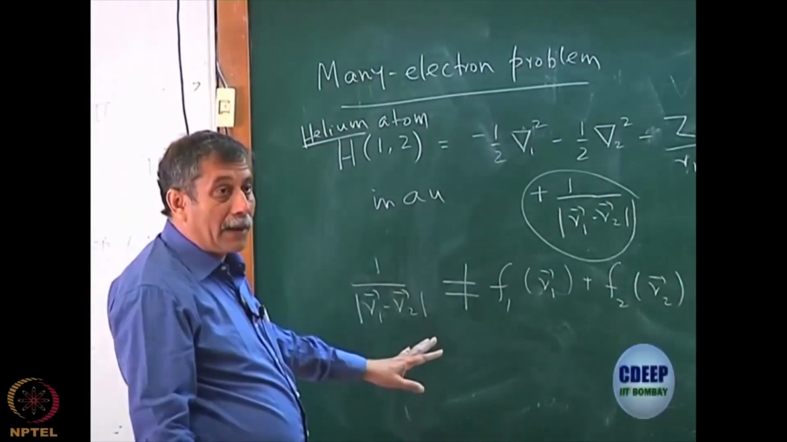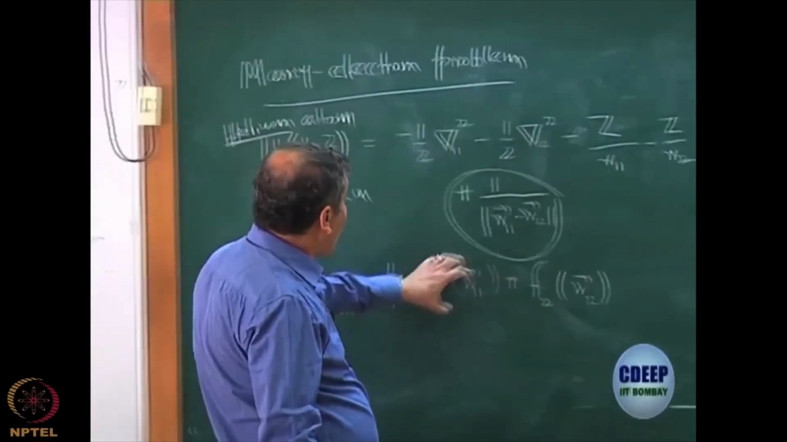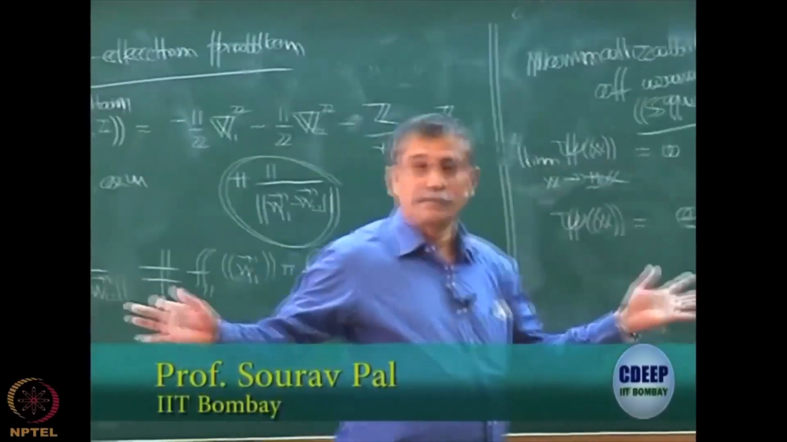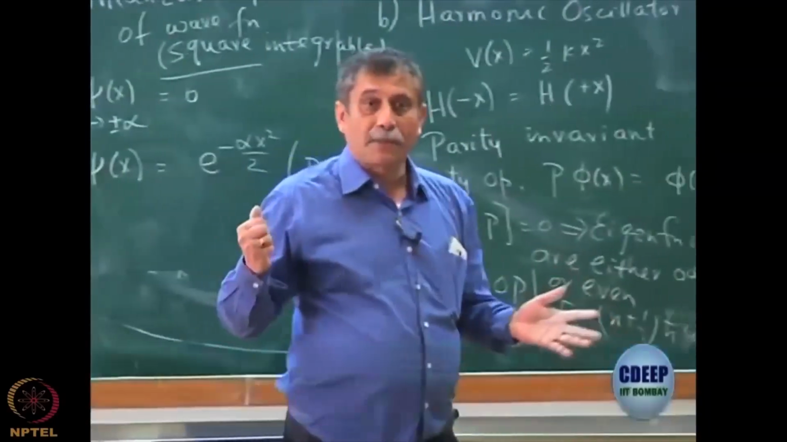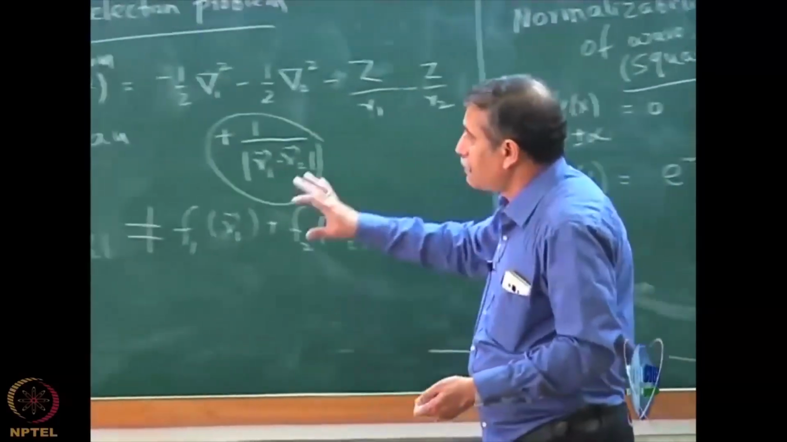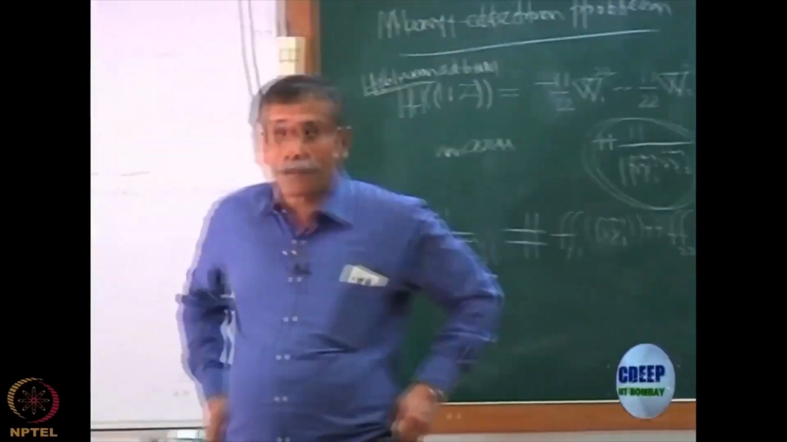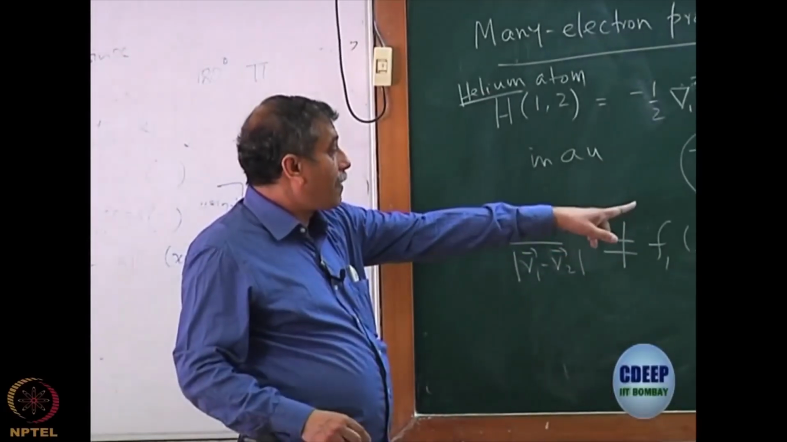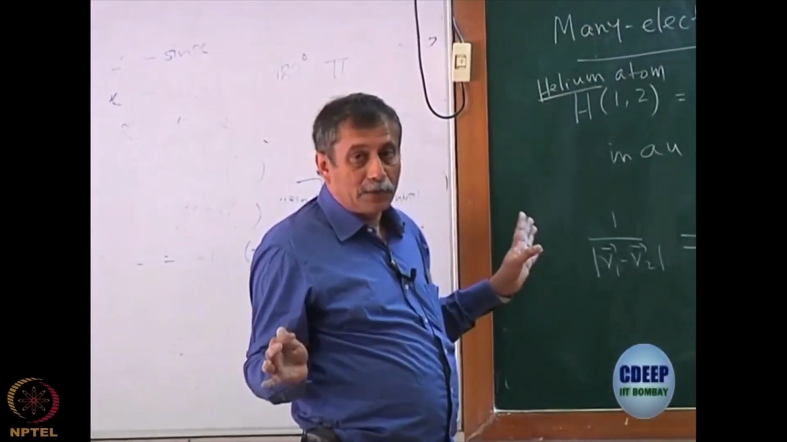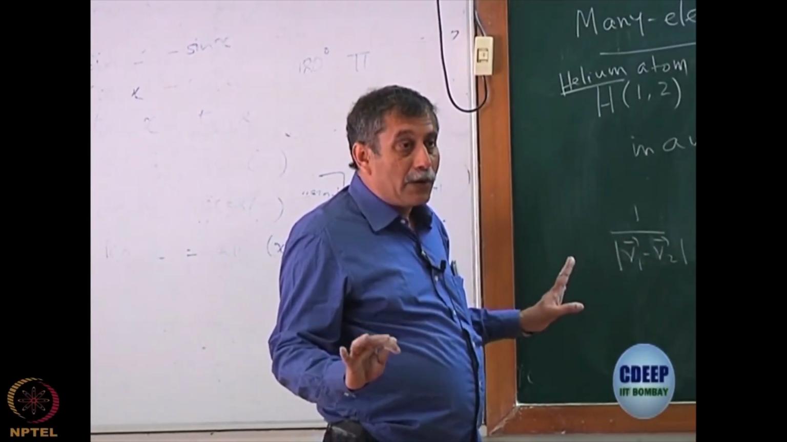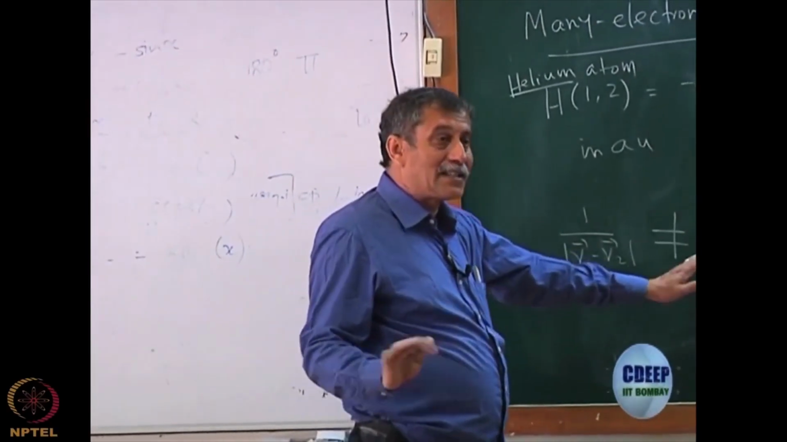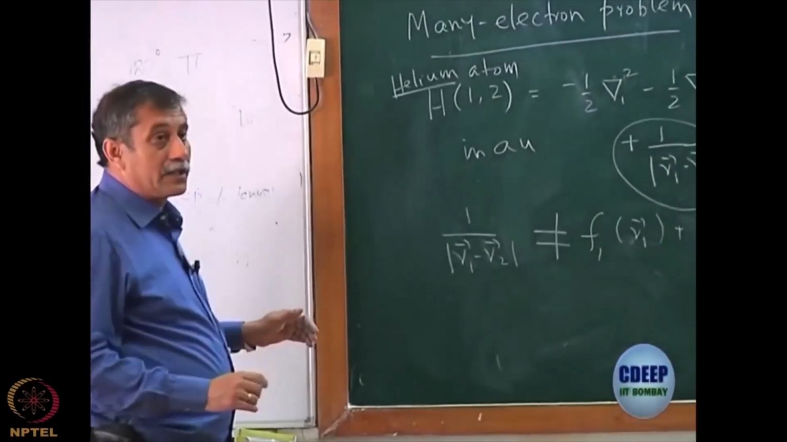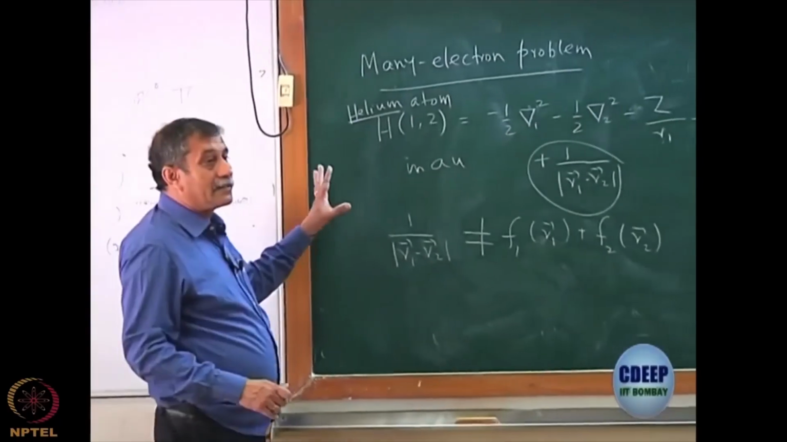If it was possible mathematically, then I would have put the R1 function with 1, the R2 function with 2, and the entire problem would have been exactly solved. So the crux of the problem is that this is not even mathematically possible. Of course, a lot of people have made attempts to write this as f1 of R1 plus f2 of R2, but it is simply not possible. You can do a good job of it, but that is an approximation. So this is where the problem of many-electron theory starts, that I can't solve it exactly.